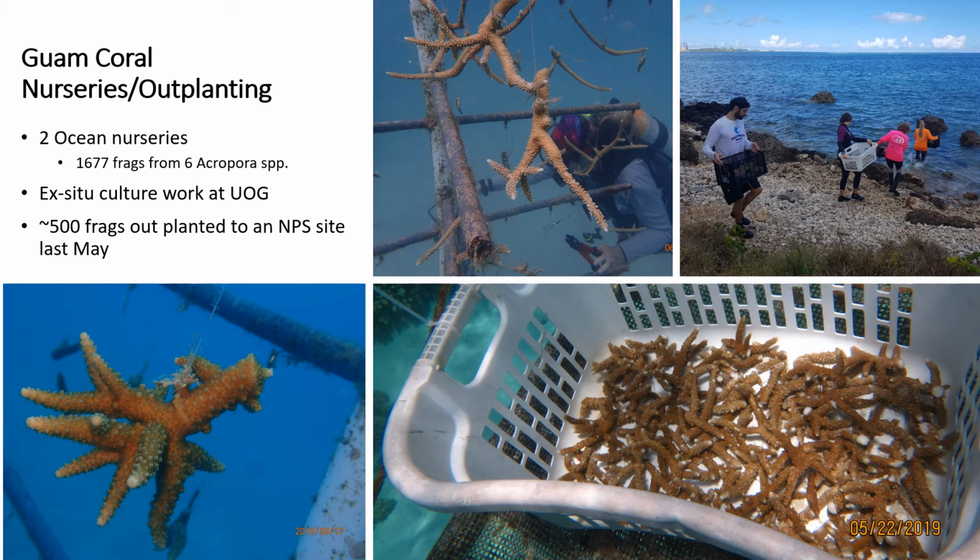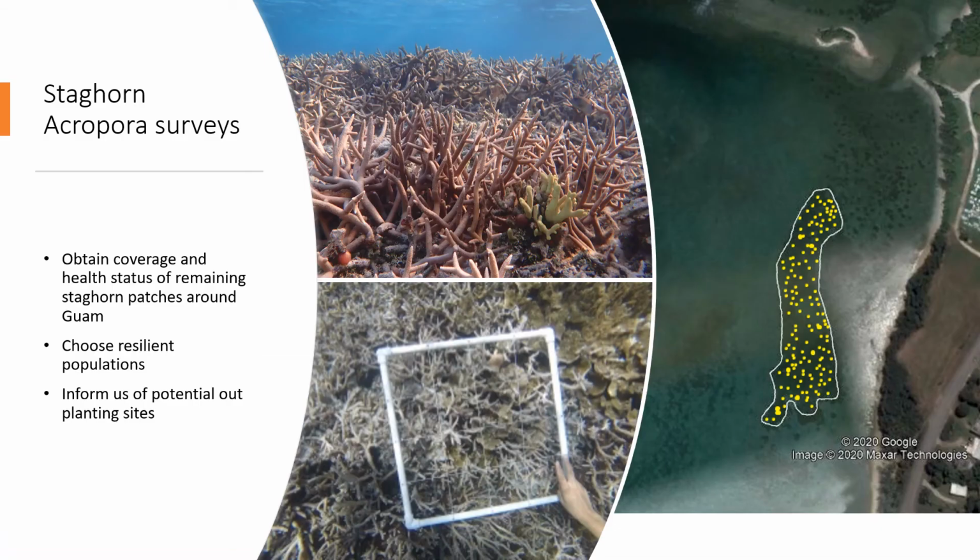Last May, the GRIP group outplanted nearly 500 nursery-grown corals onto a degraded reef flat area in a national park site. Over the summer, I've been working with GRIP and researchers at University of Guam to characterize the remaining staghorn patches around Guam. Understanding the condition and composition of staghorn patches will help us choose resilient populations for culture and also inform us of potential outplanting sites.